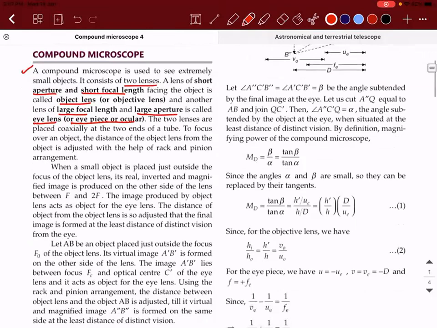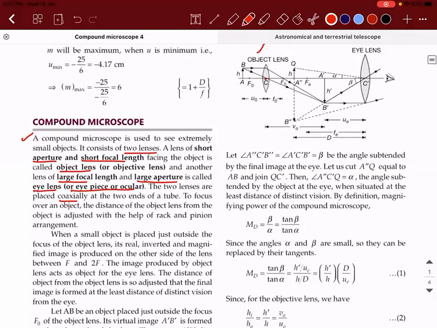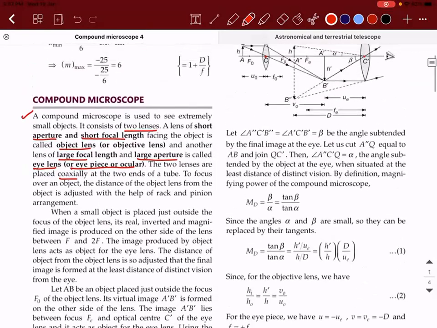Okay. Now, these two lenses are placed coaxially. What do you mean by coaxially? They have the same principal axis. So both of them are placed coaxially at the two ends of a tube. To focus on an object, the distance of the object lens from the object is adjusted with the help of a rack and pinion arrangement. I can't show that to you now, but there is a rack and pinion arrangement with which they adjust the position of the object lens with respect to the object.